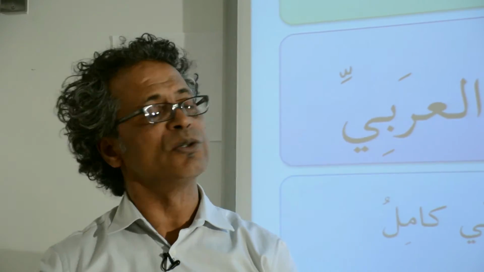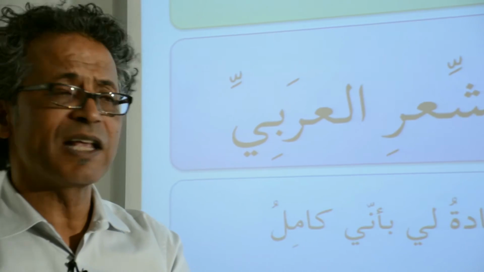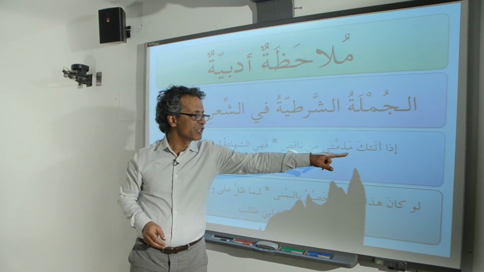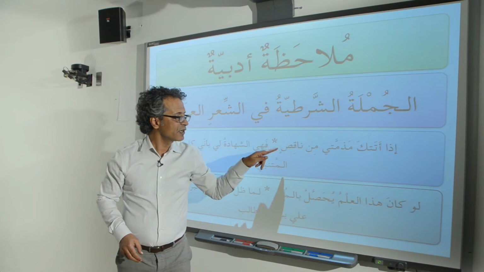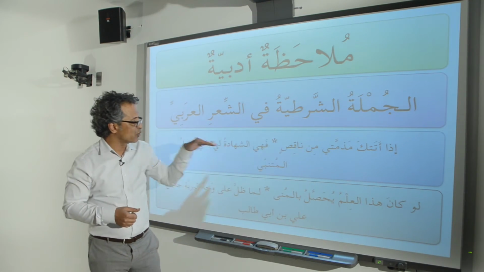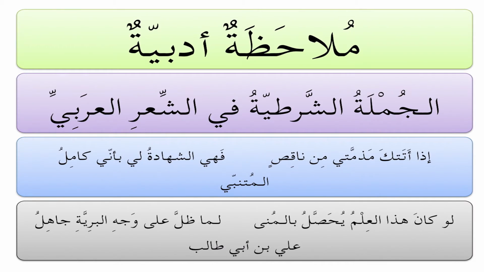ملاحظة أدبية. Let's conclude our lesson with a remark that's literary and stylistic and also cultural. الجملة الشرطية في الشعر العربي. So conditional sentences in Arabic poetry. Conditional sentences work perfectly with Arabic poetry, especially classical poetry, because a line of poetry is made of two parts. This part is called the sadr, the beginning, wal-ajuz is the end. And because al-jumla al-shartiyya has those two parts, they fit beautifully structurally.